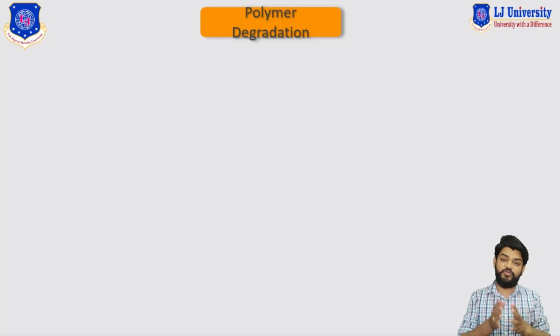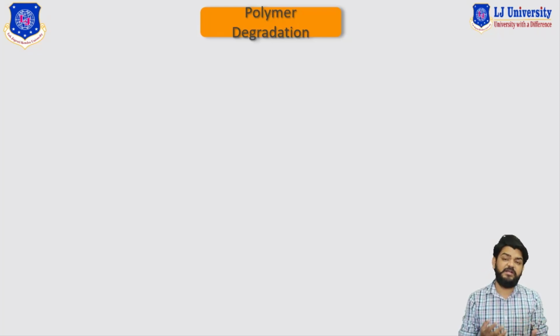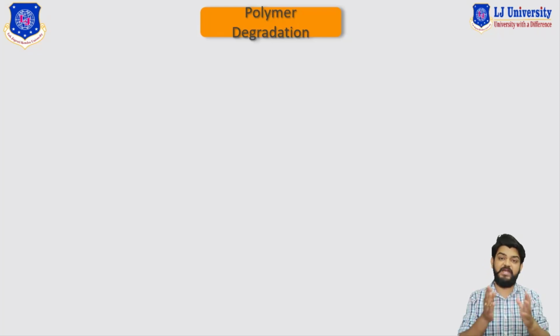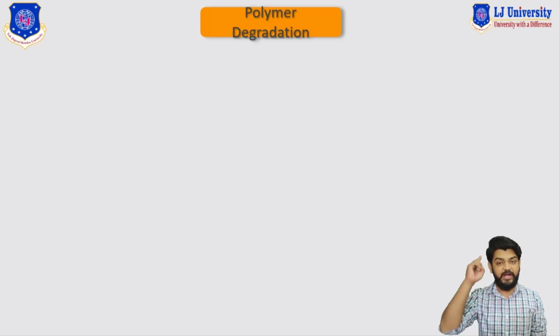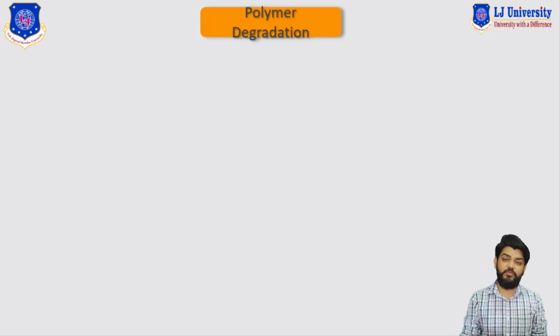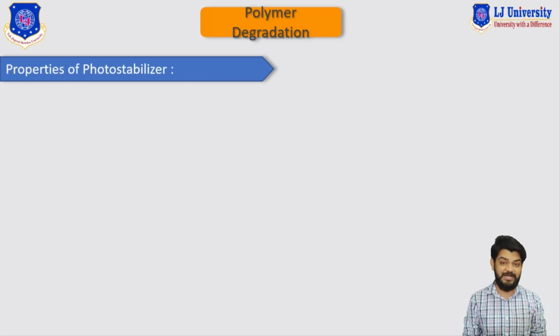In a previous video, we understood the compound called the photostabilizer, which is generally used to protect our polymer from photodegradation, which is mainly caused by the ultraviolet rays coming from the sun. If you have missed that video, you can find it in the I button over here. Now, having said that, let's move to the desired properties of the photostabilizer.